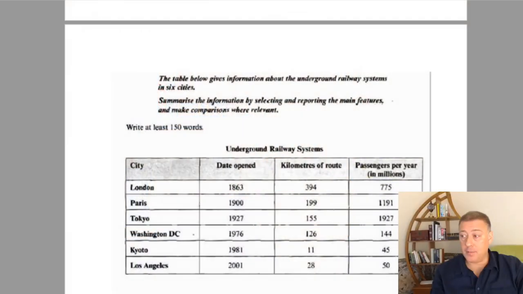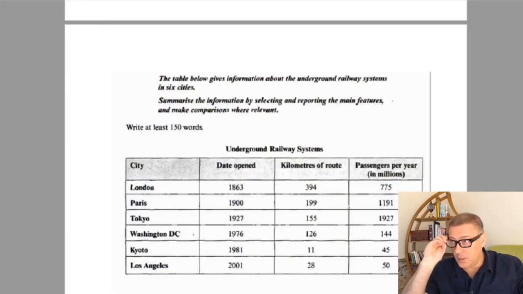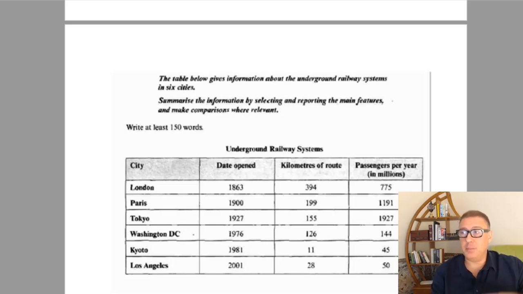So if we look at our first tables question, let's see. So it says the table below gives information about the underground railway system in 6 cities. Summarize the information by selecting and reporting the main features and make comparisons where relevant. So comparisons where relevant, that's always important. We don't always need to make comparisons for every type of data we report, but there are some questions where we do.